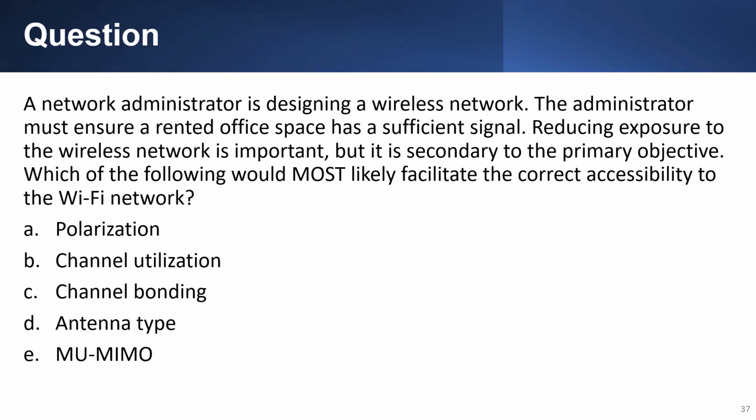Question. A network administrator is designing a wireless network. The administrator must ensure a rented office space has sufficient signal. Reducing exposure to the wireless network is important, but is secondary to the primary objective. Which of the following would most likely facilitate the correct accessibility to the Wi-Fi network? Answer: antenna type.